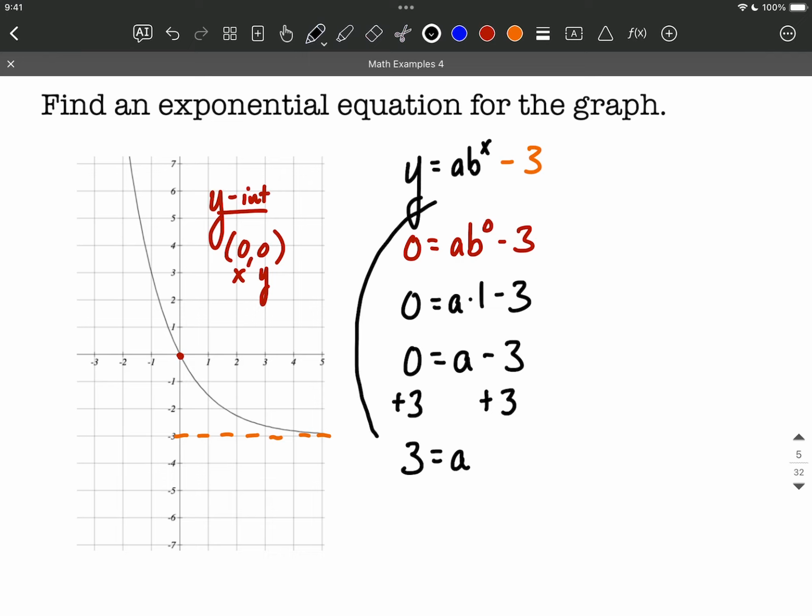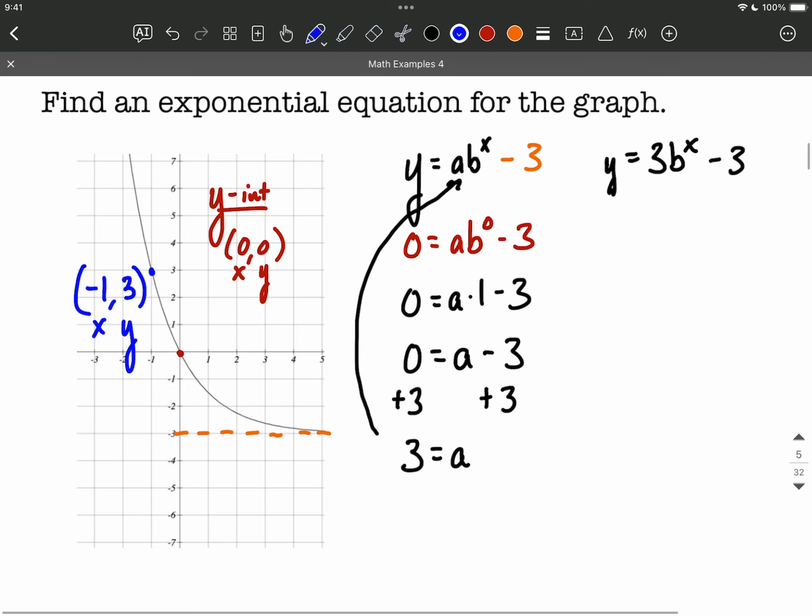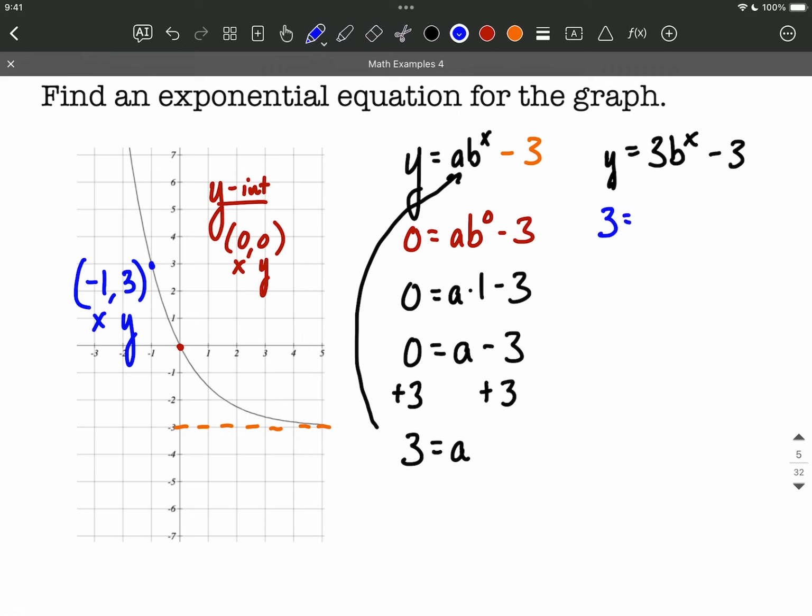Next, let's take this back up here, replace it into the equation we're forming, and we get y equals 3 for a, b to the x power minus 3. From here, we only have one unknown. We don't know what b is yet, so let's identify an additional point on our graph. Sometimes zooming in helps with this, but I think we have an additional point on our graph over here at (-1, 3). So let's use this as an x value and a y value, repeating what we did with our y-intercept, and replace y with 3 and x with -1.